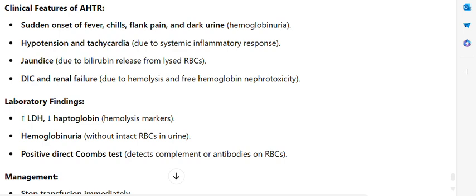Correct answer: C. Preformed anti-ABO antibodies causing complement-mediated hemolysis.